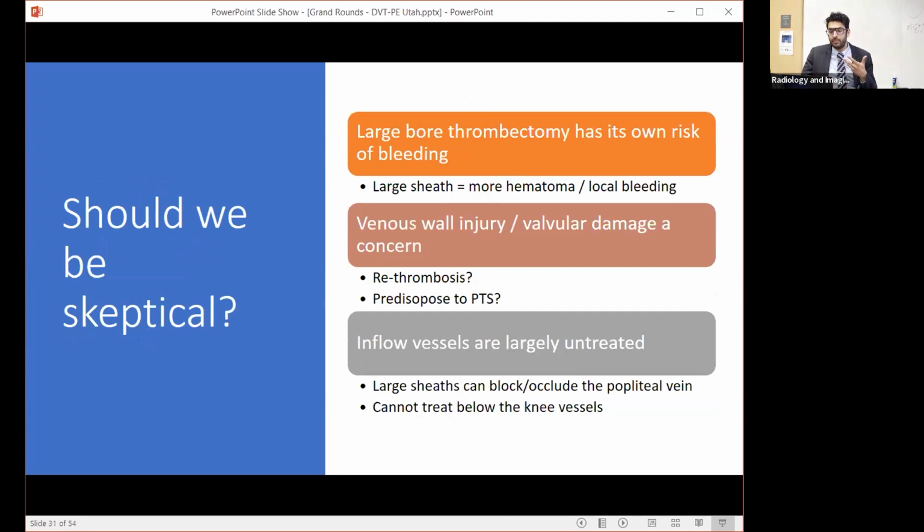Large bore thrombectomy has great promise, but should we be skeptical? What are the potential drawbacks? Well, if you're shoving 24 French devices into patients, or 16 French devices or 18 French devices, that has its own risk of bleeding. These are large devices. You're more likely to get hematomas or local bleeding. There's a real concern that if you're taking these larger devices and irritating the vein, you may get more venous wall injury or valvular damage.